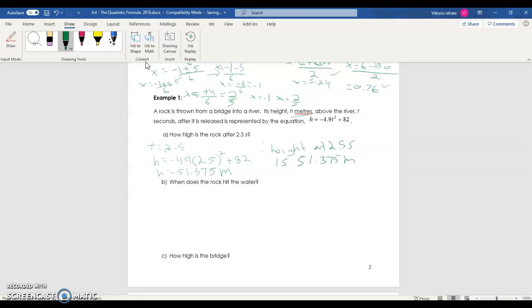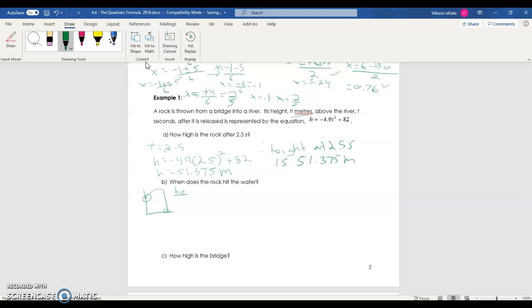So when does the rock hit the water? We have a situation where we have someone on a bridge. They're throwing the rock. The rock goes up, comes down, and hits the water. So the person starts off at a height over here, and our water we're going to assume is the height of 0. And so we want to find out at what time is h equal to 0.